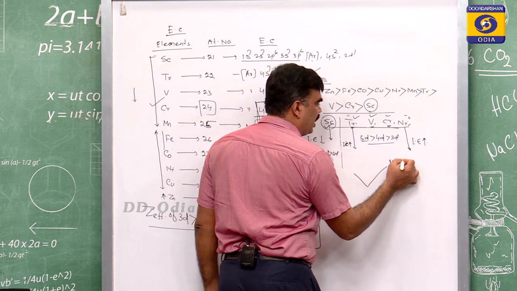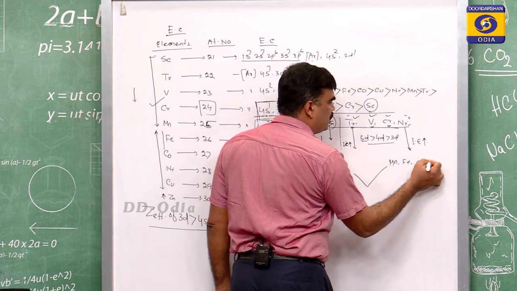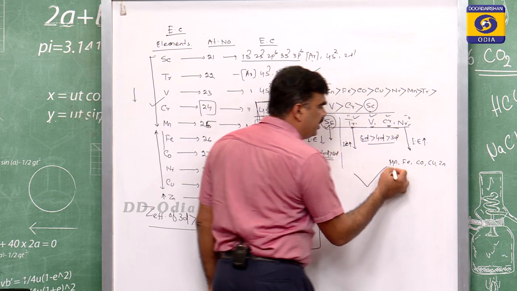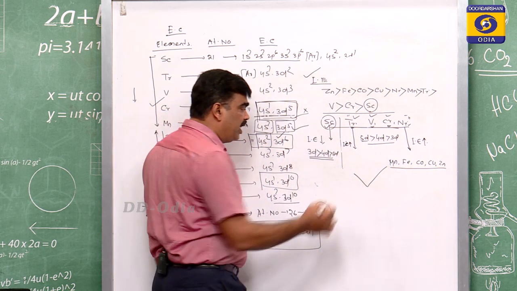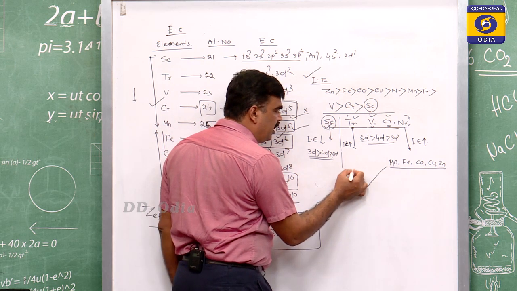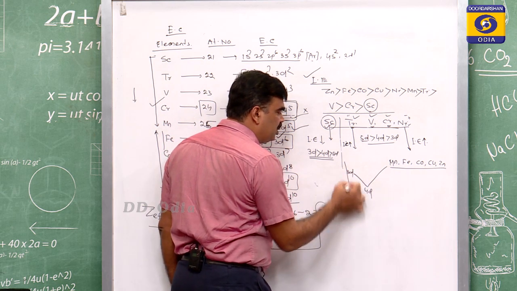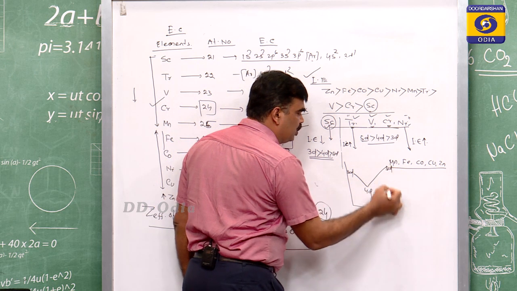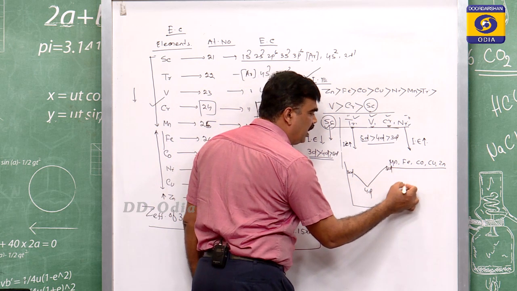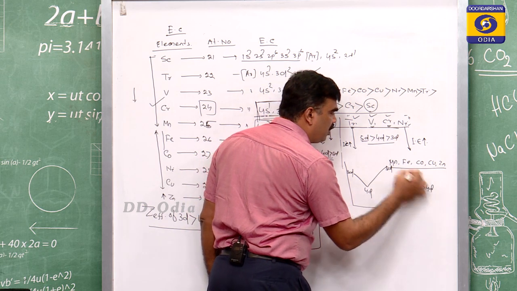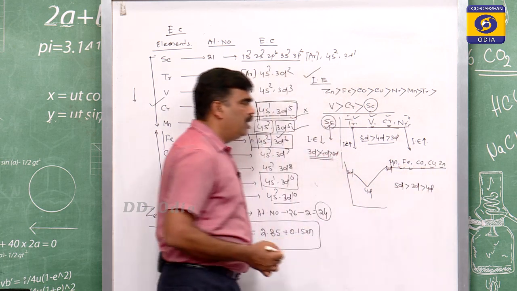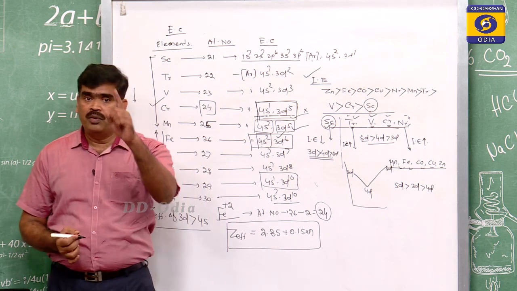Manganese, iron, cobalt, copper and zinc. In these 5 groups, to see how the ionization energy varies down the group, remember this trick. It means 5d has greater energy than 3d and 4d. Only for these 5 groups. This is from your entrance point of view. Remember, this is a very, very important trick.